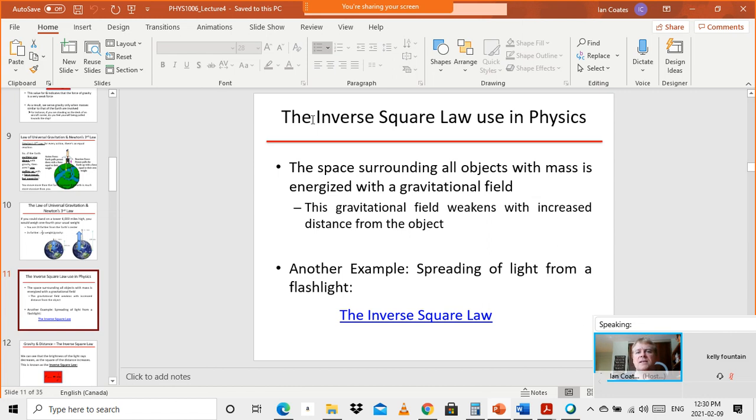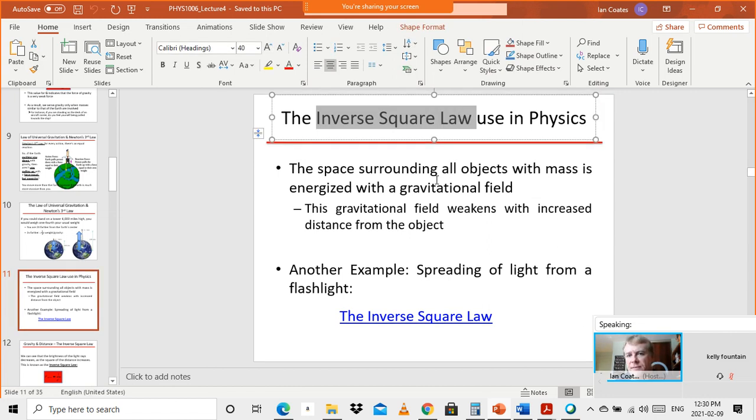We call this the inverse square law. And it's used all over the place when we're talking about distance and gravitational forces, even when we talk about light. And we'll get there. The space surrounding all objects with mass is energized with a gravitational field. Everything is exerting a gravitational field on everything else, okay? But this gravitational field weakens as you increase the distance.